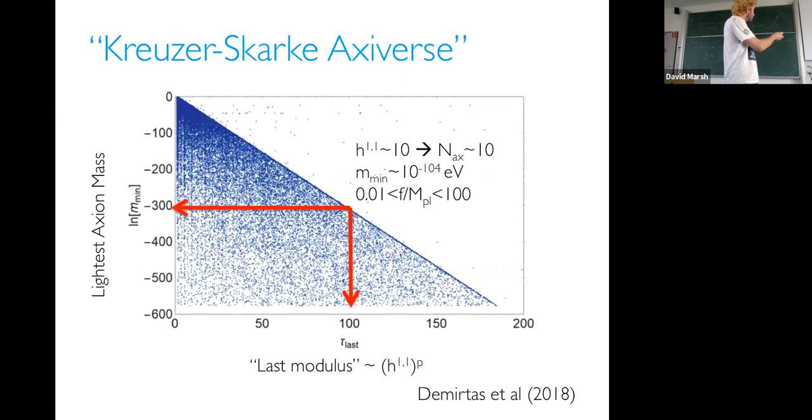And this is what we see. This is the mass of the lightest axion in natural logarithm in terms of the string scale. And the lightest axion, they have lots of them that are very, very light. The smallest masses are as light as 10 to the minus 104 electron volts. So really massless even from a cosmologist's point of view, where Hubble is 10 to the minus 33 electron volts today.